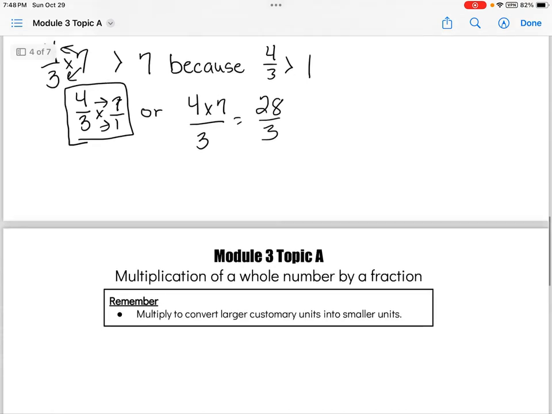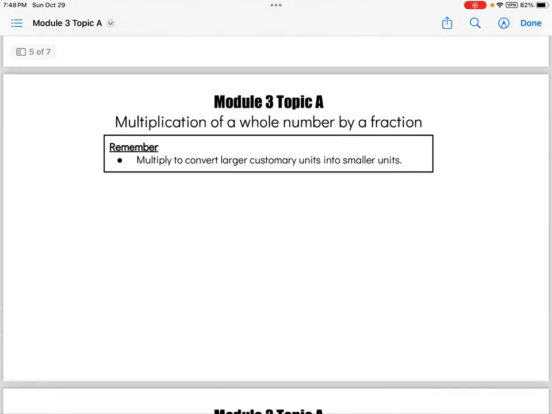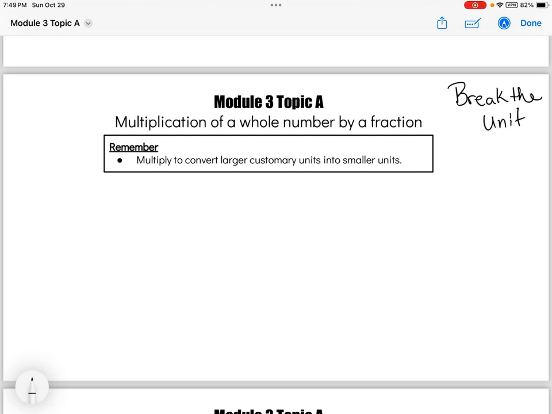Okay. Then we move into conversions. So with conversions, the same 3 steps apply no matter what you are converting. And we use break the unit, rename the unit, and then solve. And that works for every conversion.